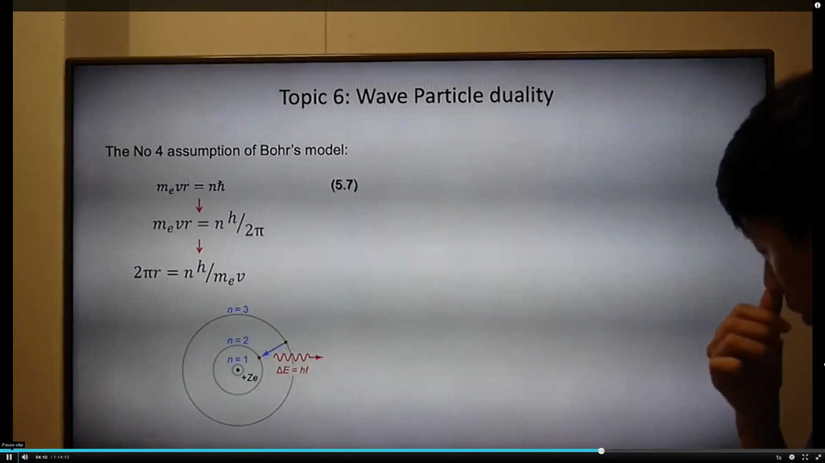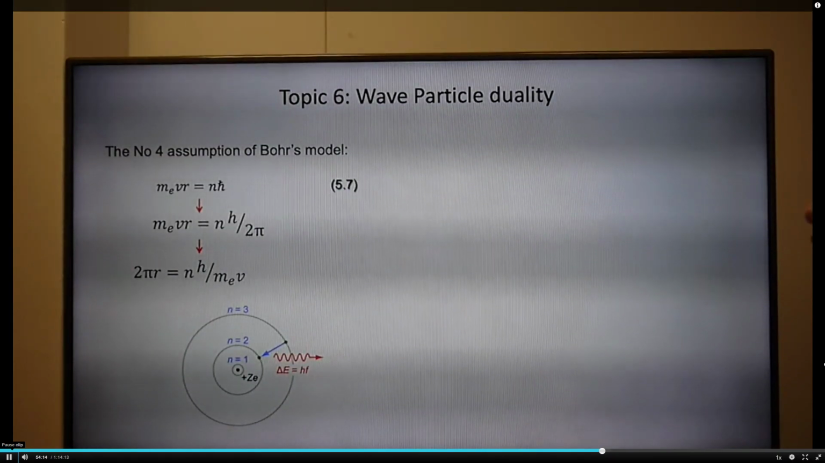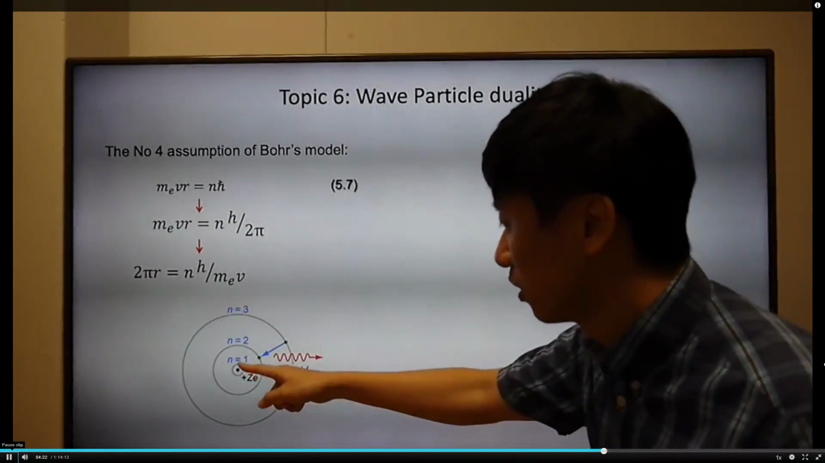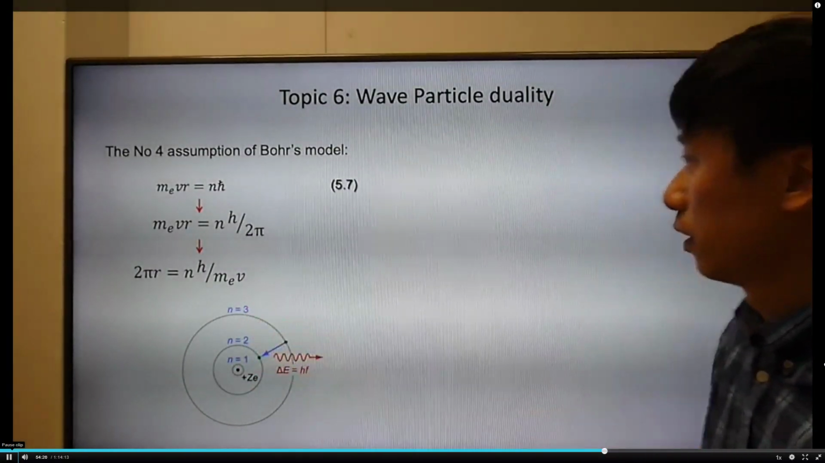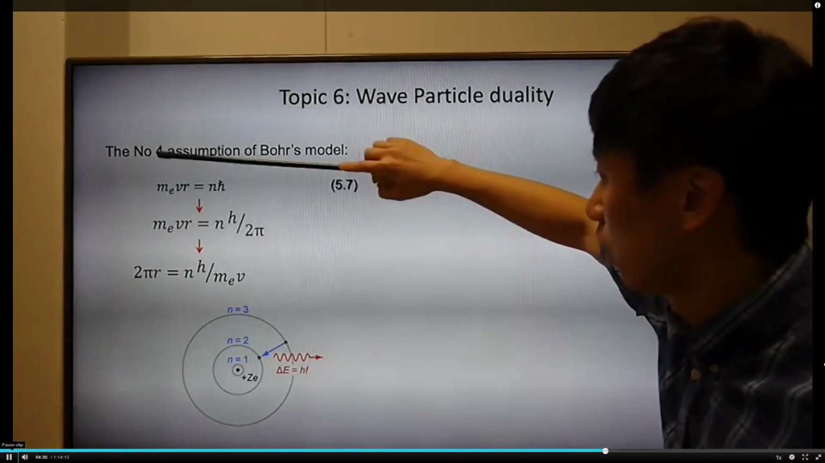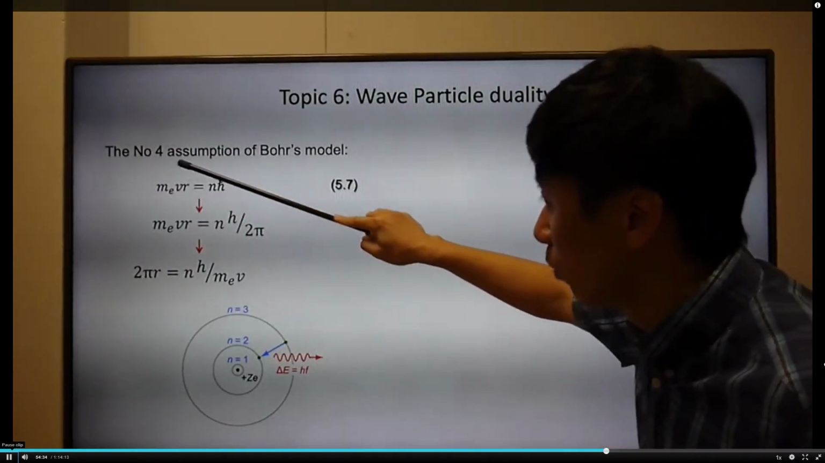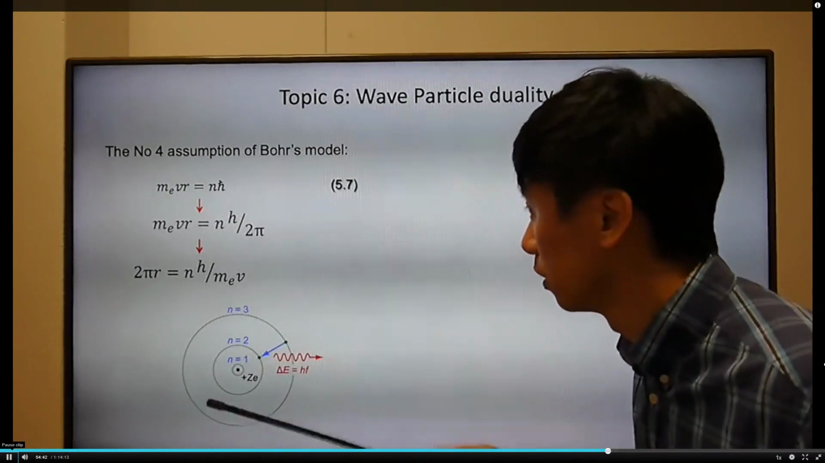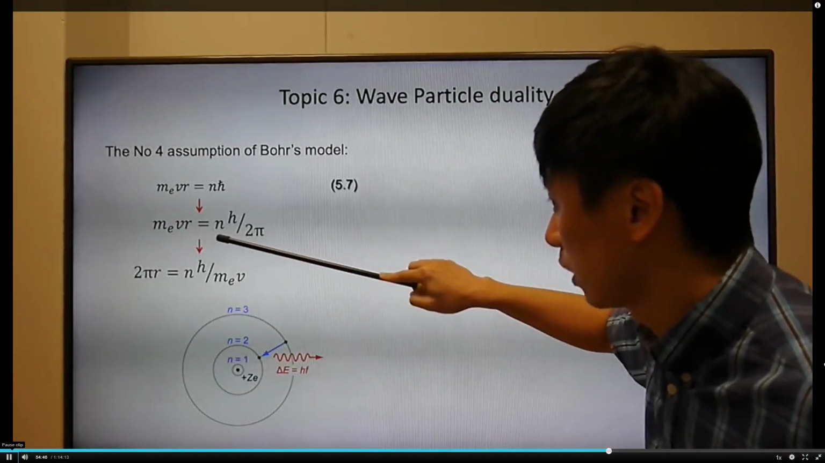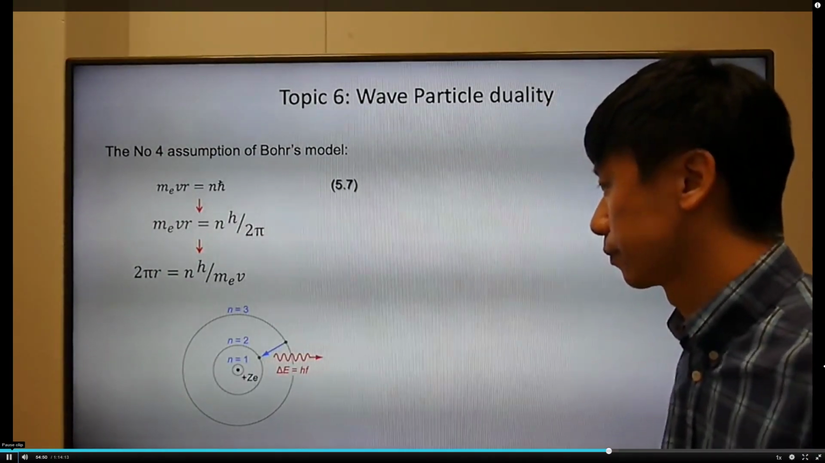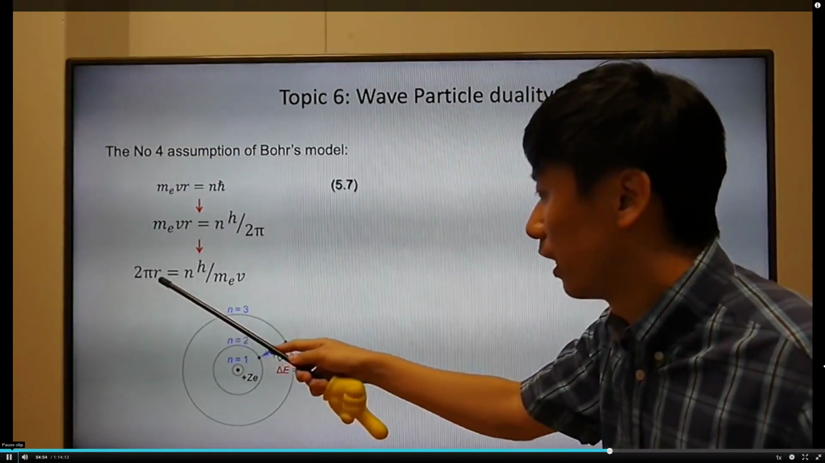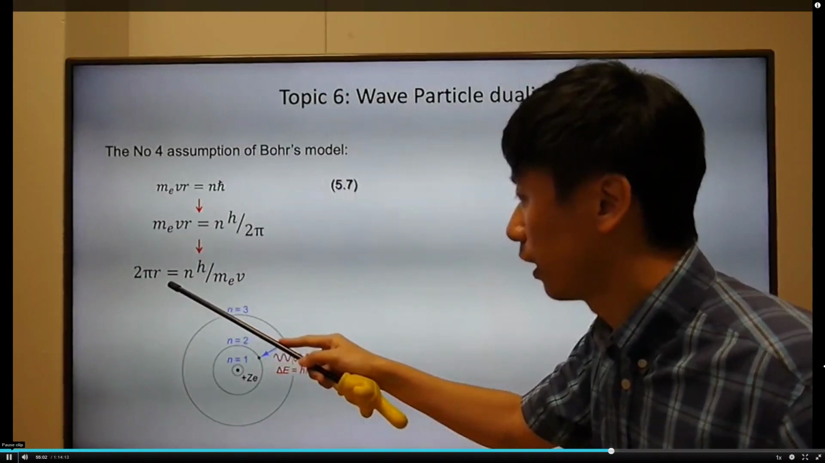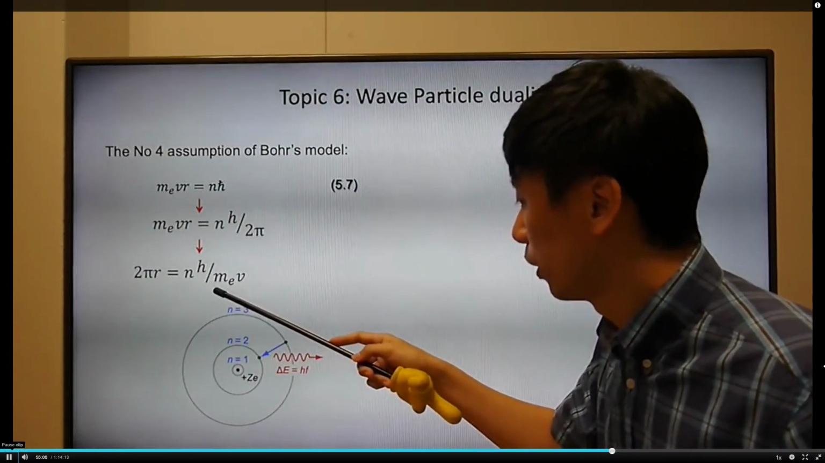Okay, then this wave-particle duality also supports Bohr's model. It can explain why the electron has discrete orbits, not continuous. Let me remind you of the assumption of Bohr's model. At first, the angular momentum of the electron in this orbit is n times the Planck constant, right here. So mvr equals n h over 2 pi. Then for this 2 pi r, you move the 2 pi term to here and the mv term to here. So 2 pi r equals n h over mv.